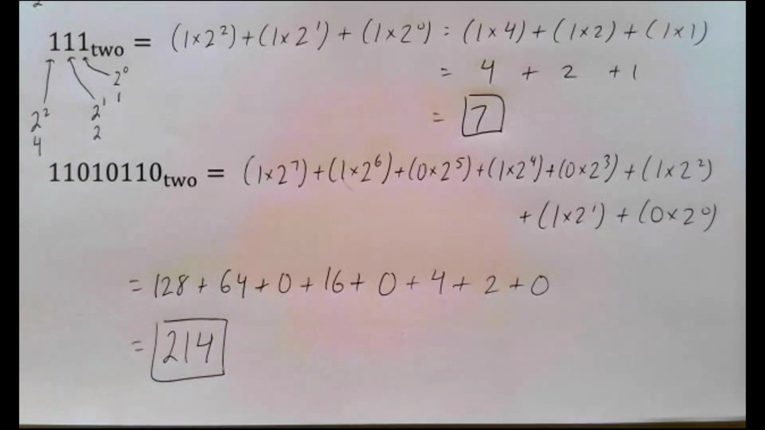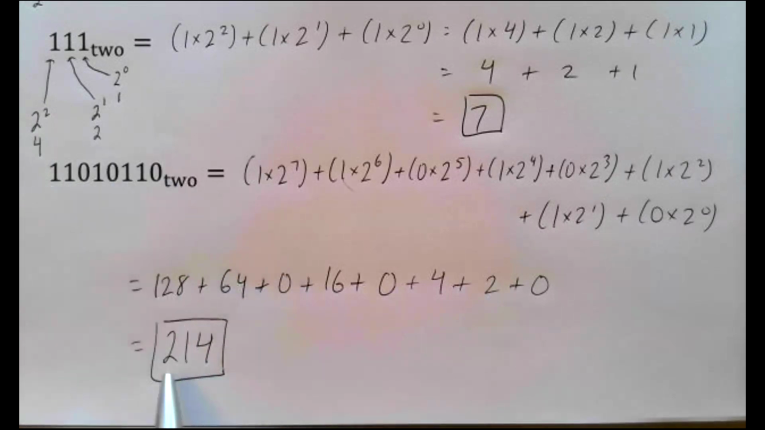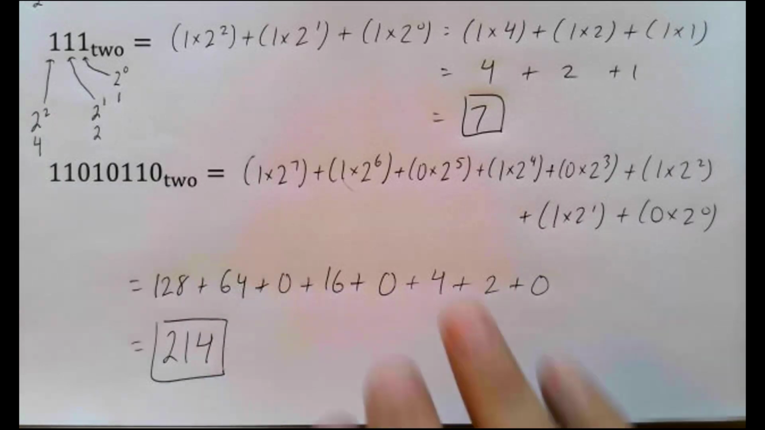So 214 is a 3-digit number in the number system that we're used to, but it's actually an 8-digit number in base 2. Base 2 numbers can get really long. It's an 8-digit number, but it only represents 214. Okay, let's move on to the next set of examples.